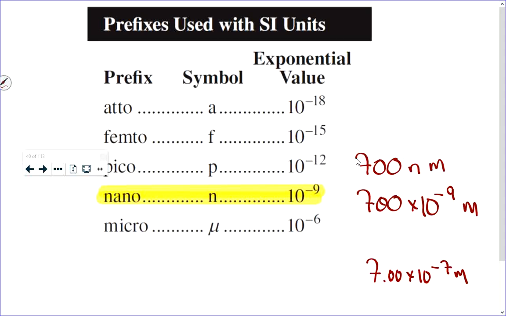Why does it become negative 7? Because 700 is 7 times 10 to the 2. And when you multiply 10 to the 2 by 10 to the negative 9, you can add the exponents and you get negative 7. The only reason I'm mentioning this now is twofold: so that you know what nano means, but also when you see standard scientific notation that's times 10 to the negative 7, which is very common, it's hundreds of nanometers. Okay? We deal with hundreds of nanometers quite frequently.